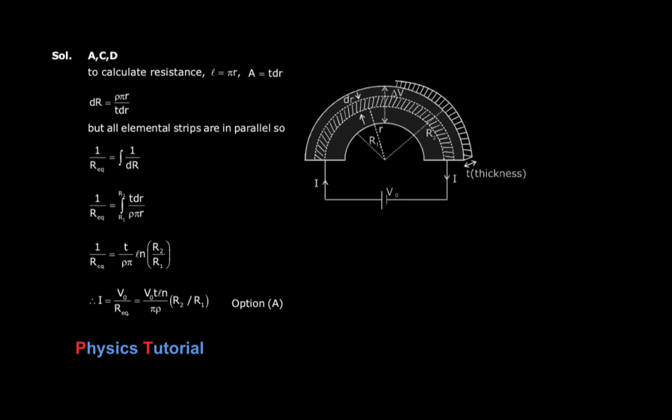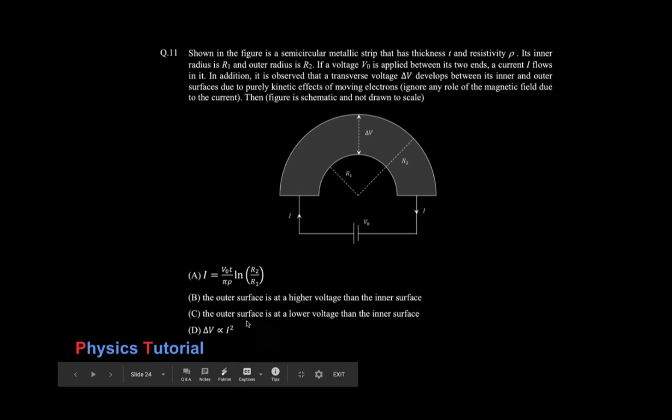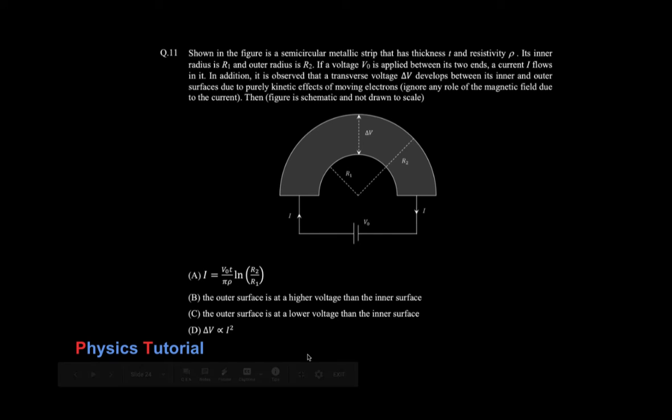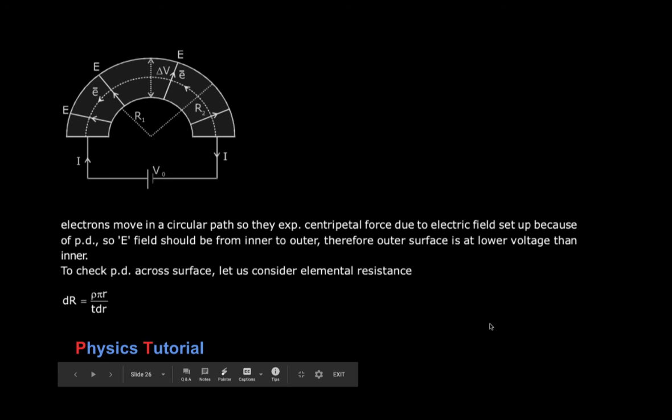But here, among B and C, the outer surface is at a lower voltage than the inner surface. The outer surface will be at a lower voltage than the inner surface, as due to centripetal force, electrons move towards the inner surface. So the outer surface is at lower voltage than the inner surface. Finally, we conclude that C option is correct.